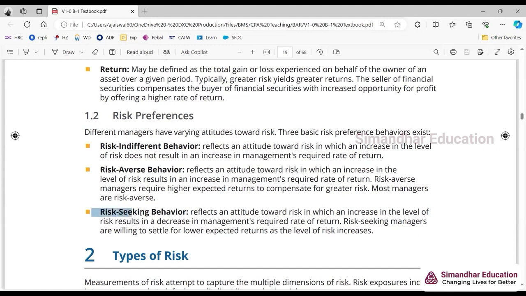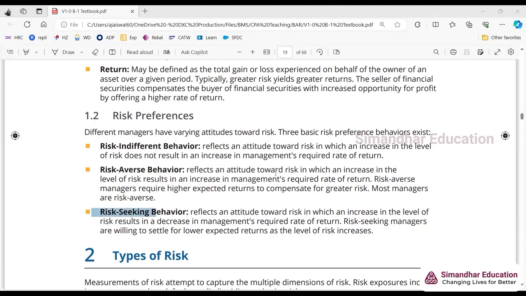Last is risk seeking. Risk seeking basically means that they would expect lower returns for higher risk. Okay, can this happen in real life, that an investor is investing in a risky asset and they are expecting a lower return? Can this happen in real life?